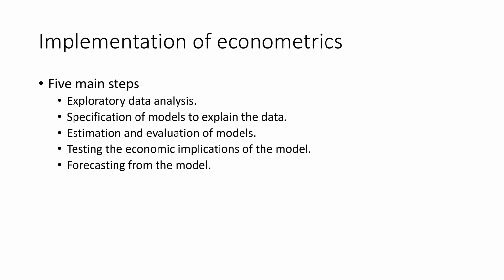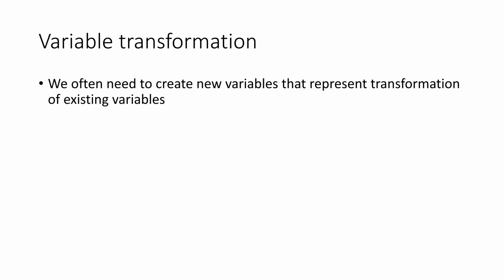In other words, are we trying to predict something from happening in the future, or are we just trying to explain something that's already happened? So those are the 5 steps to econometrics. One of the most common things you're going to do is variable transformation.